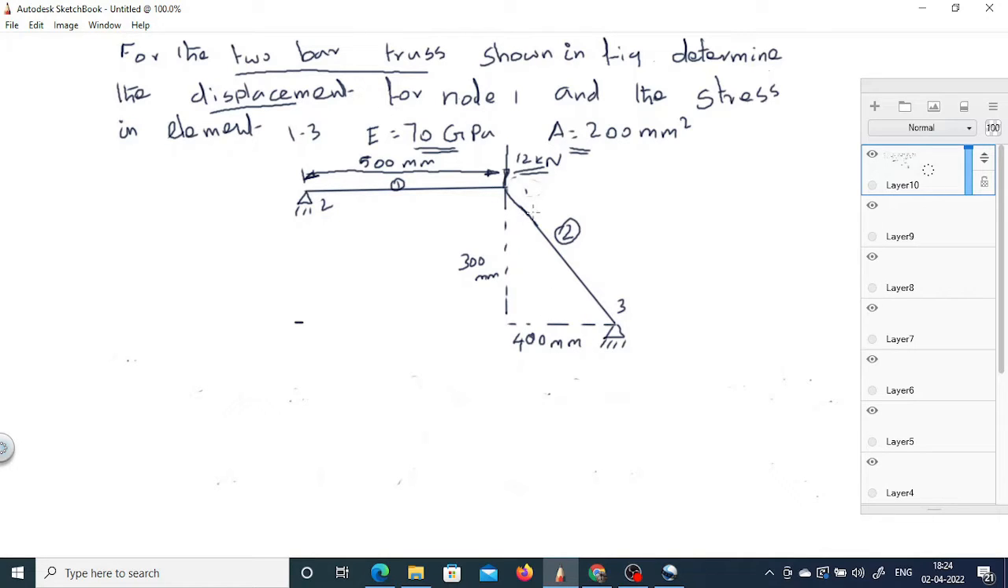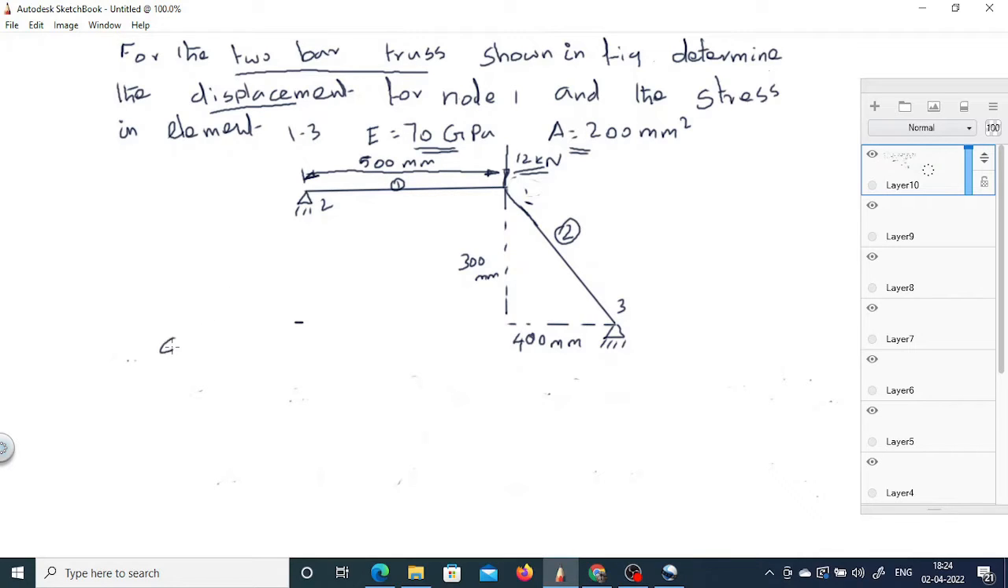In this problem they are asking us to determine the displacement of node 1, and the stress in elements 1 and 2. So the second element stress is also asked. A point load of 12 kilonewton acts on node 1, which is also shown in the figure. The Young's modulus of the material is 70 gigapascal and the area of the structure is 200 mm square. Likewise, the data are given in the problem.